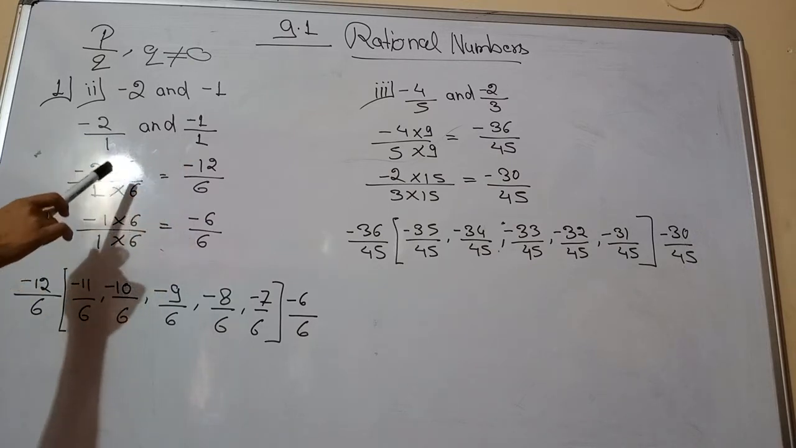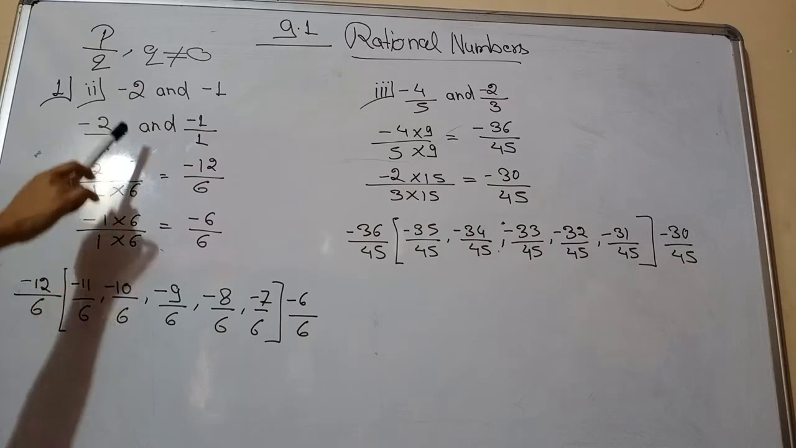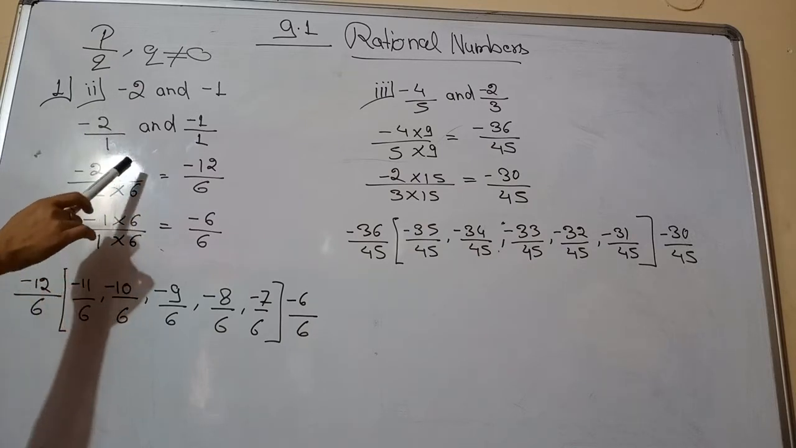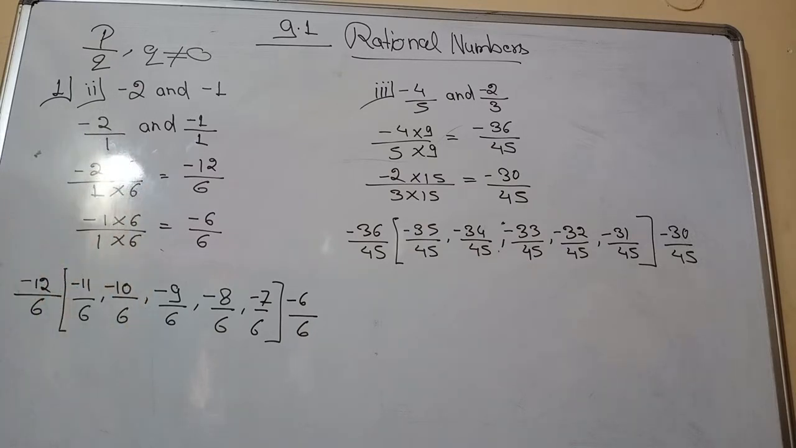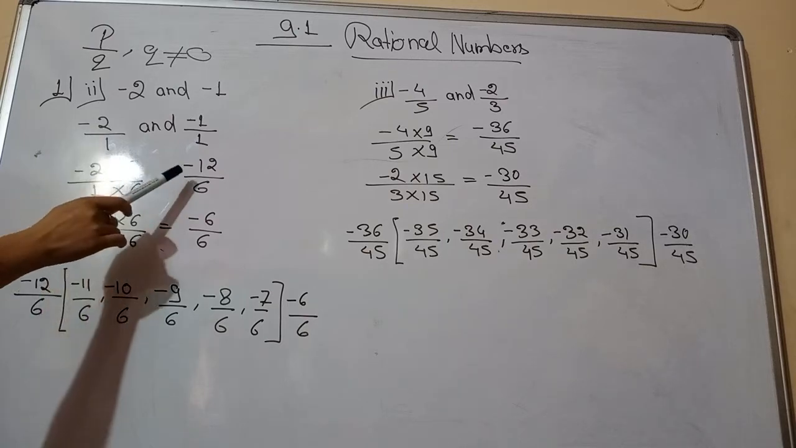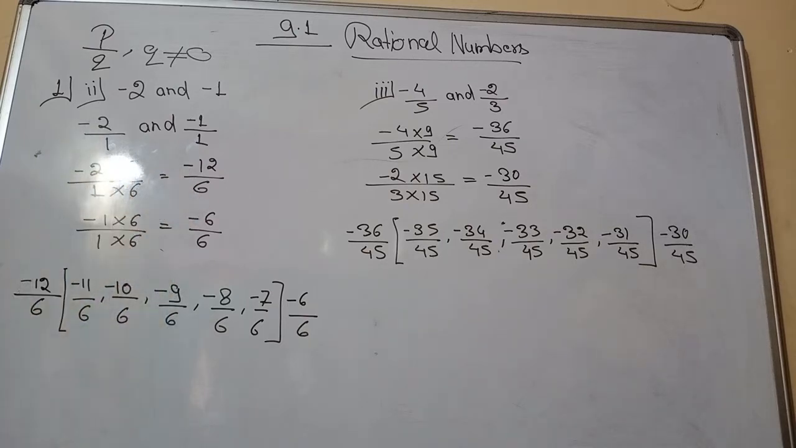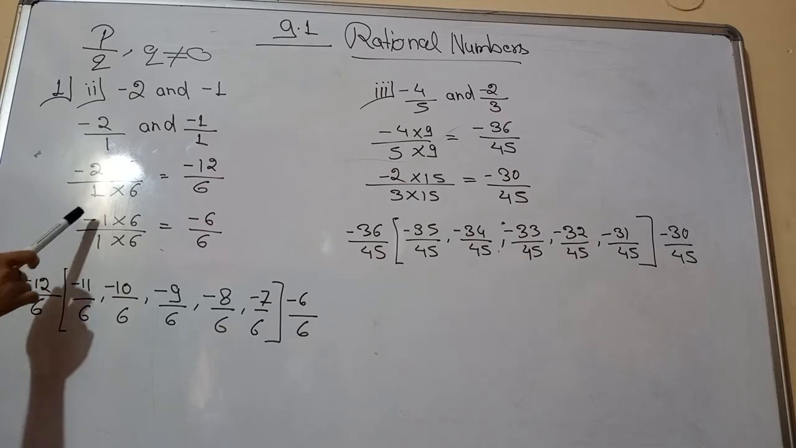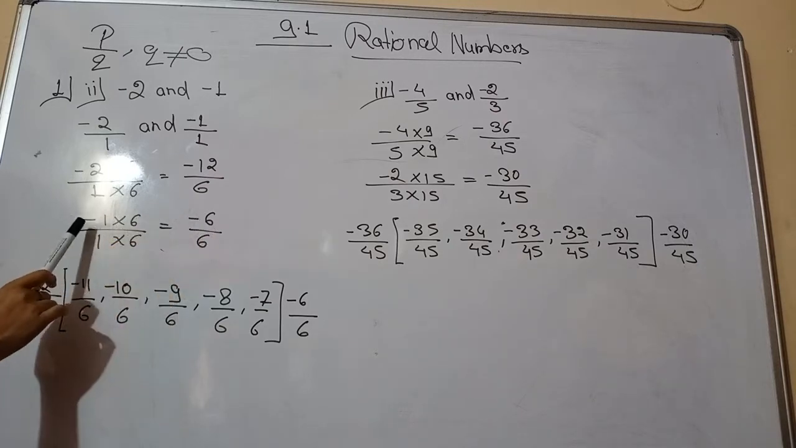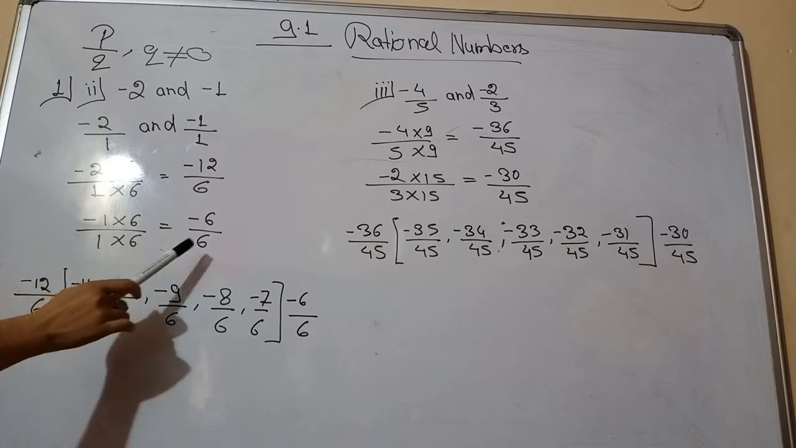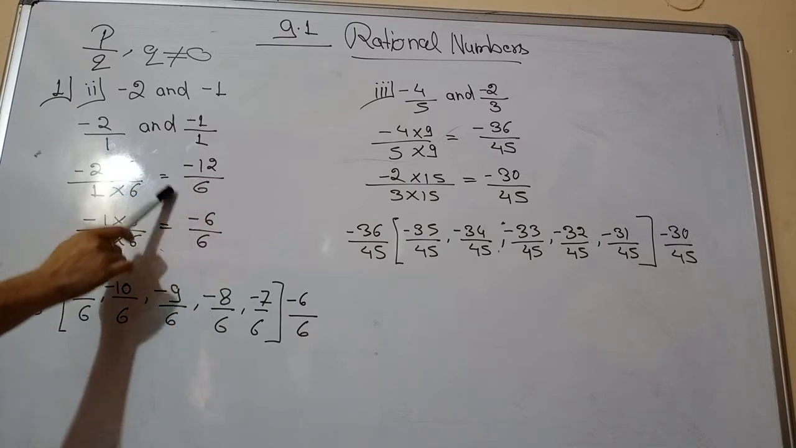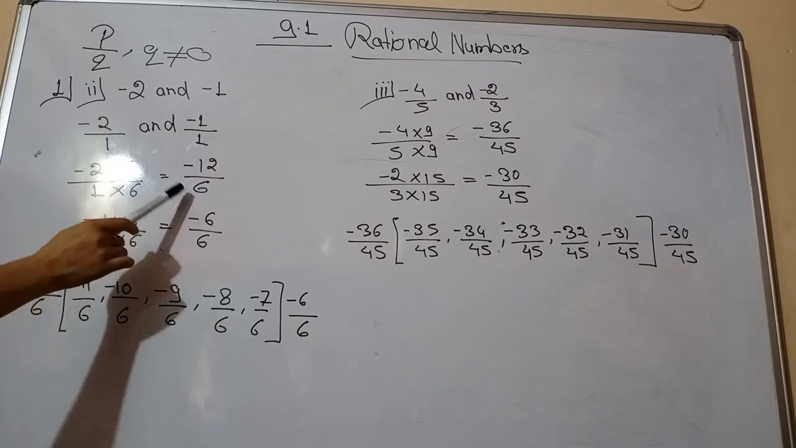So see, I have multiplied 6 here in the first term: minus 2 by 1 multiplied by 6. What we get is 6 2s are 12, with the minus sign along with that, and 6 1s are 6. Now here also I have multiplied 6. 6 1s are 6, with the minus sign, and 6 1s are 6. Now you can see both the denominators are the same, 6 and 6.